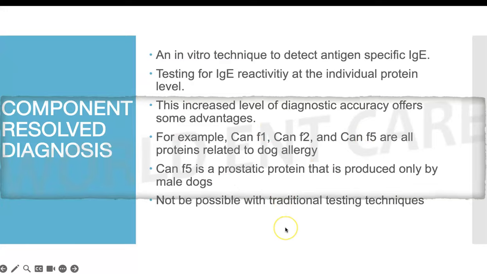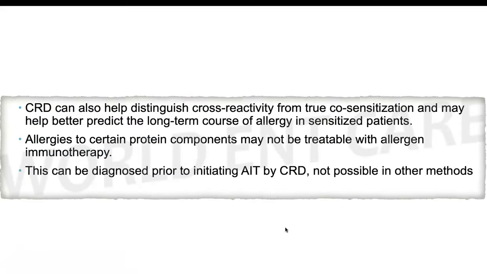So this distinction would not be possible with traditional testing techniques using whole antigen. Okay. Now, CRD can also help to distinguish cross-reactivity from true co-sensitization and may help better predict the long-term course of allergy in sensitized patients. For example, one study showed that childhood sensitization to specific cat or dog molecules, for example Fel d 1 or Can f 1, or polysensitization to cat and dog molecules was a better predictor of allergy in adolescents than sensitization to cat and dog extract.